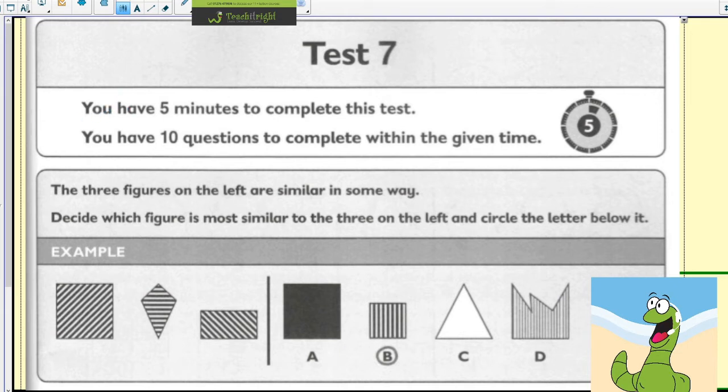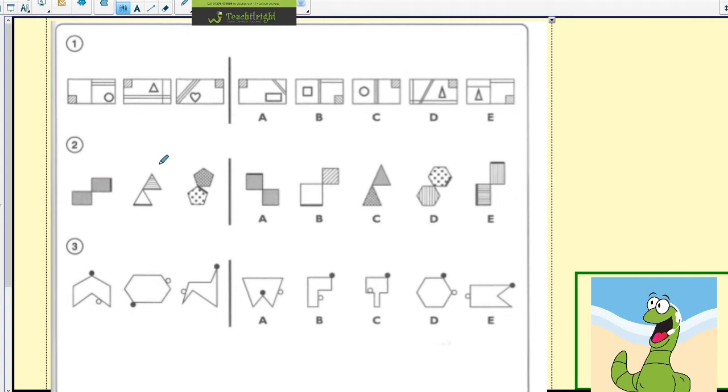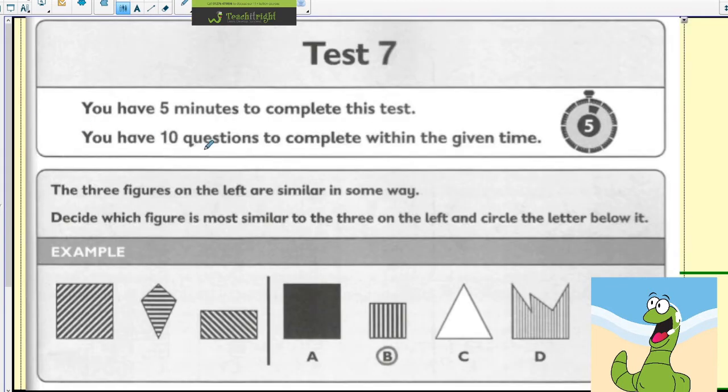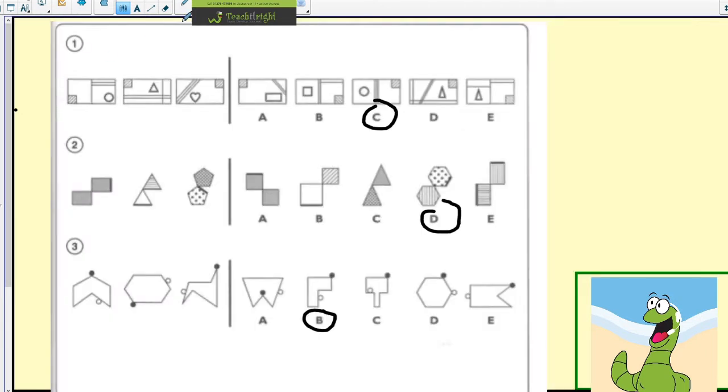So we will start with test 7, and let's go now. So questions 1, 2, and 3. The answers are C, D, and B. And the reasoning, I should have just mentioned, these are all working out the similarity. So we're finding the thing that links the three shapes and working out which one joins it. So let me give you an example.